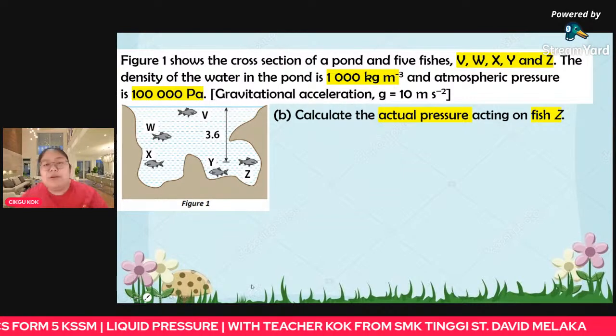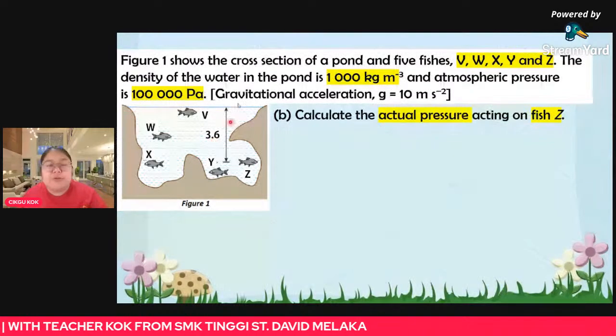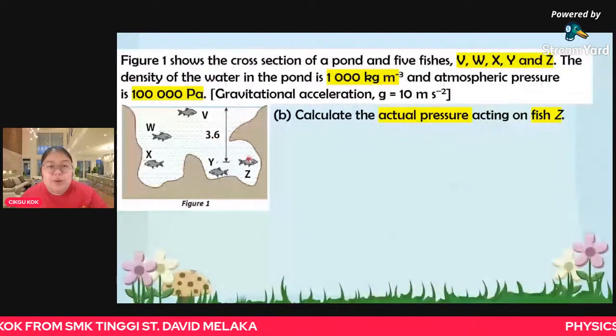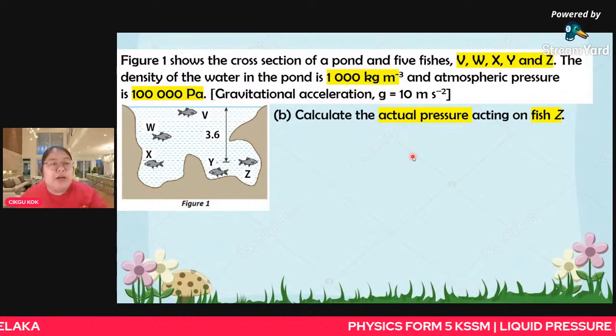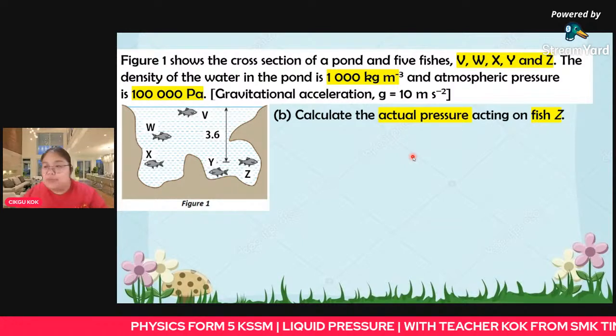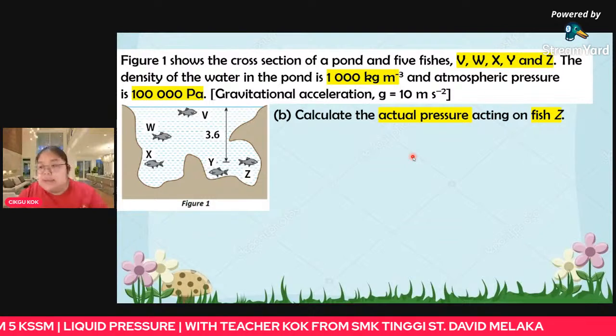You calculate the reading for the water first. After that, you add the atmospheric pressure. From here, I didn't show anything, so hopefully you can do the calculation. Then you straightforward show me the answer. Okay, let's see, is there a student to answer me or not?